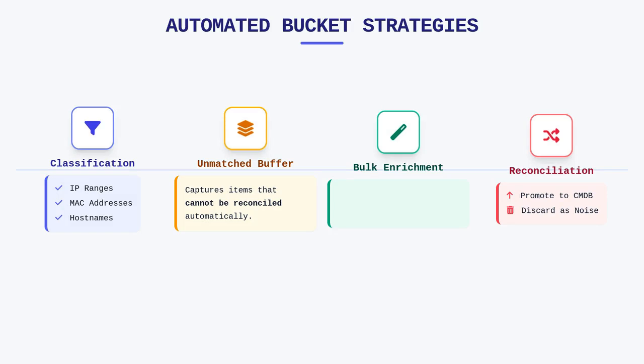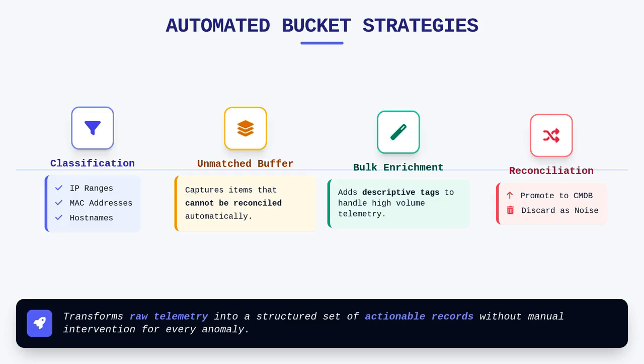Consider the case where a network segment is scanned for the first time. The volume of unmatched assets might be overwhelming. By implementing bulk data enrichment tasks, you can automate the process of adding descriptive tags or categories to these items, which helps in grouping them for easier batch reconciliation. This strategy transforms a flood of raw, unlinked telemetry into a structured set of actionable records.